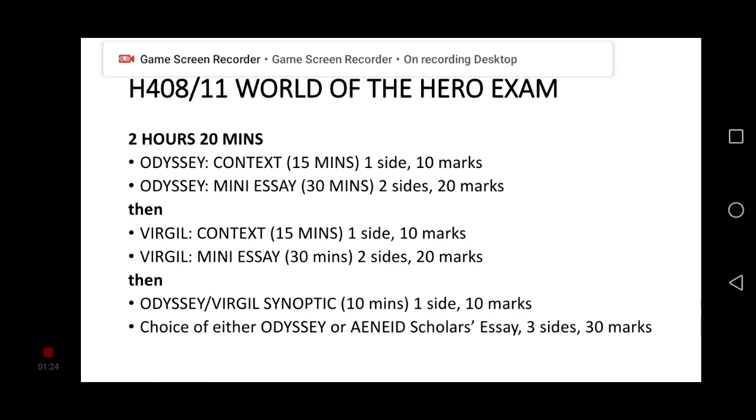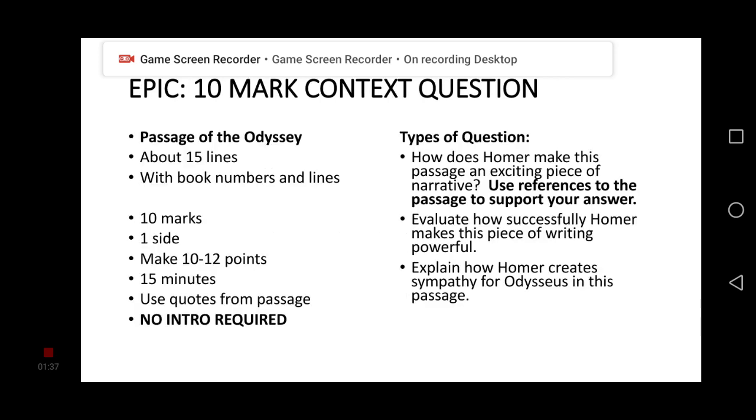Then there's a choice of either an Odyssey or an Aeneid scholar's essay, which is 30 marks, 3 sides. So that's rather longer, that's about 45 minutes. So let's have a little look at the 10-mark context question.